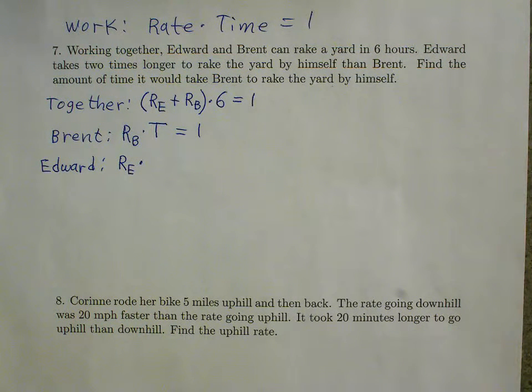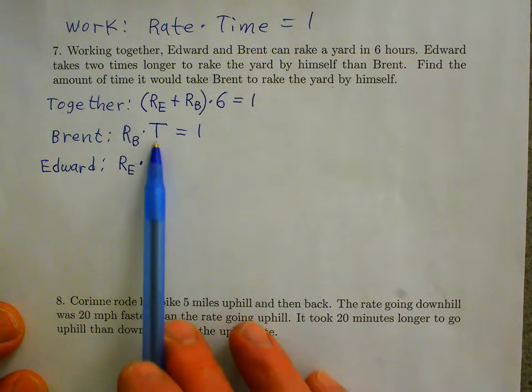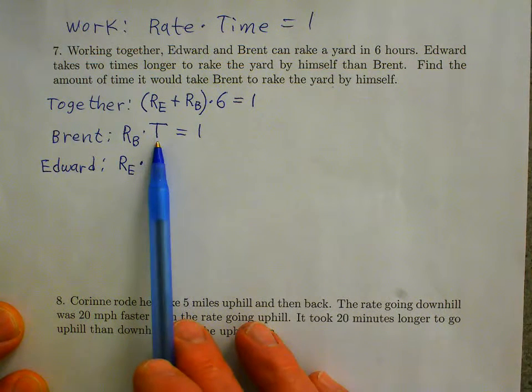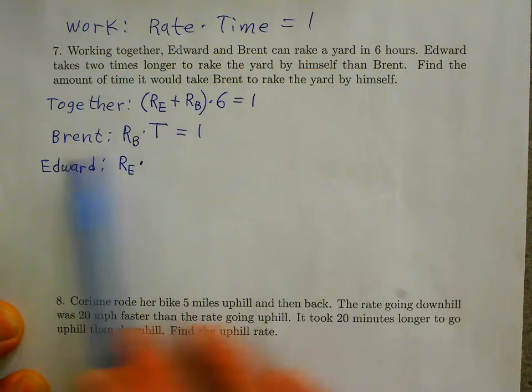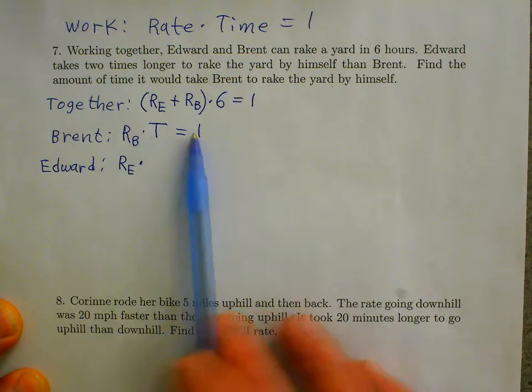Anybody online know what to do? Would it just be 2t since it's twice as much as Brent? Yeah, since we're using capital T to represent the amount of time it takes Brent to rake 1 yard by himself.